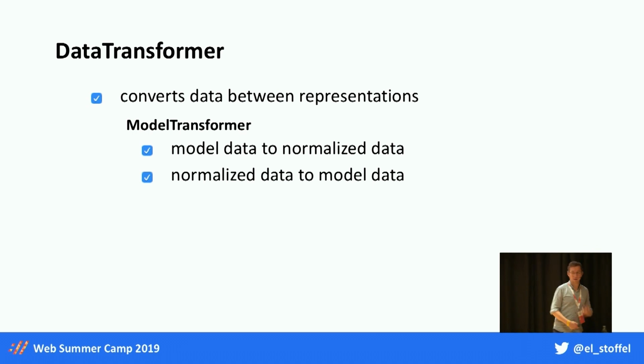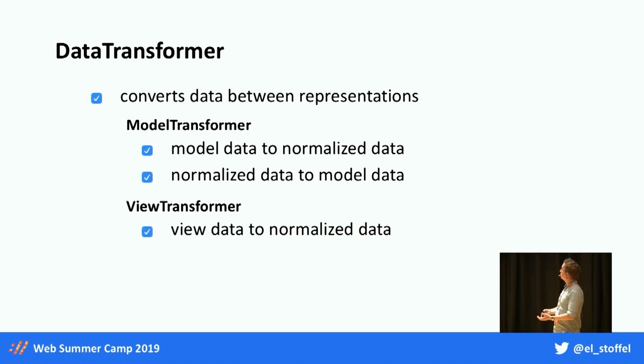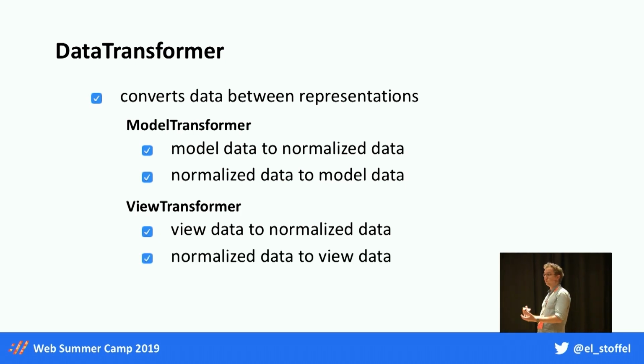And we have a second kind of transformer, the so-called view transformer. They are used to take the view data and transform it to normalized data, and transform normalized data to view data. So the data in the view might differ from the normalized as well. But usually we just implement model transformers that take care of having a string representation.